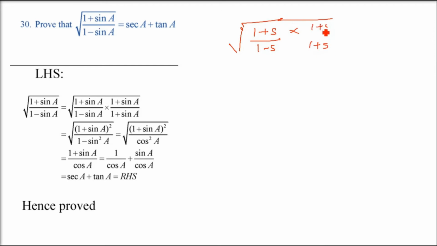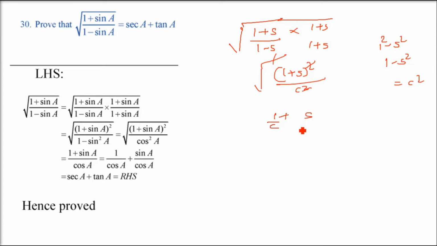Always multiply like this. 1 plus sine in the numerator, so (1 plus sine) times (1 plus sine), that is (1 plus sine) whole square. Below you have the (x minus y)(x plus y) formula, so x square minus y square, that is 1 square minus sine square. 1 minus sine square theta is cos square theta, you know this. So cos square theta, and under root is there, so the square will get cancelled. So you will get (1 plus sine) by cos. (1 plus sine) by cos can be written as 1 by cos and sine by cos. So 1 by cos will be sec, sine by cos will be tan. So the right hand side is proved.